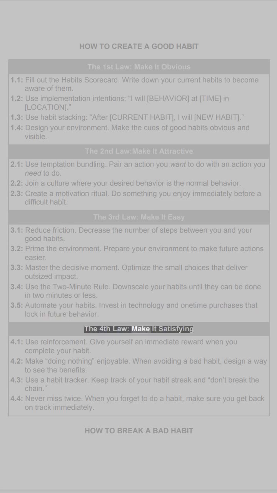The fourth law, make it satisfying. 4.1. Use reinforcement. Give yourself an immediate reward when you complete your habit. 4.2. Make doing nothing enjoyable. When avoiding a bad habit, design a way to see the benefits. 4.3. Use a habit tracker. Keep track of your habit streak and don't break the chain. 4.4. Never miss twice. When you forget to do a habit, make sure you get back on track immediately.